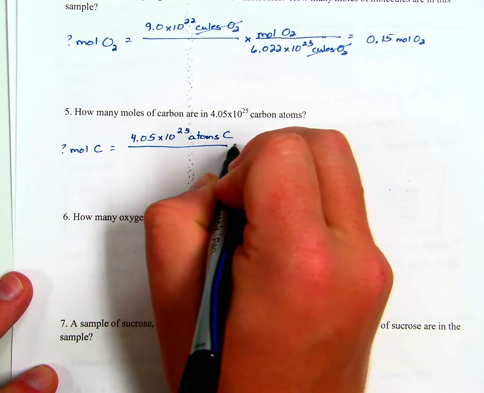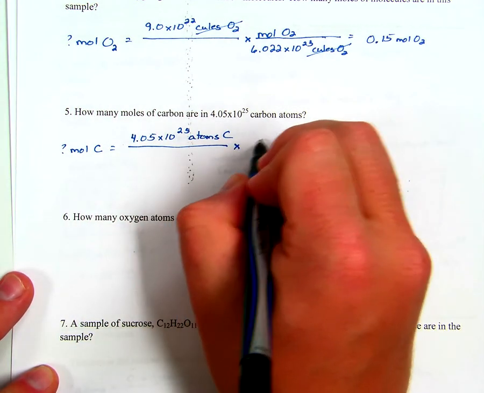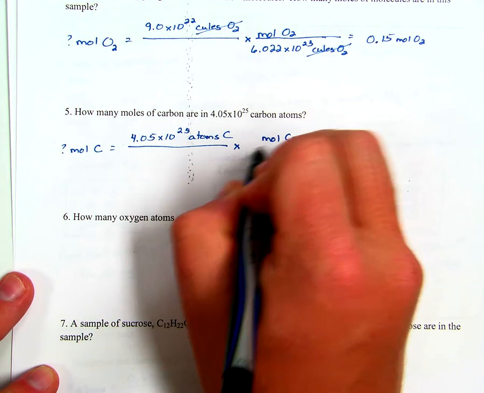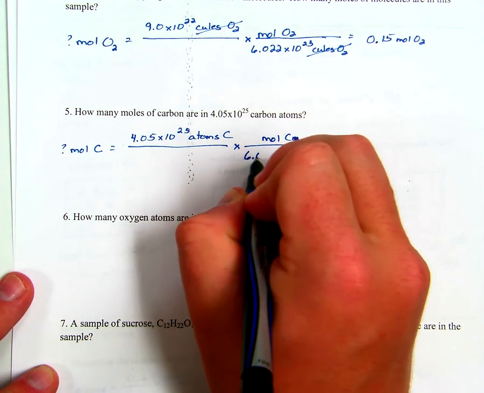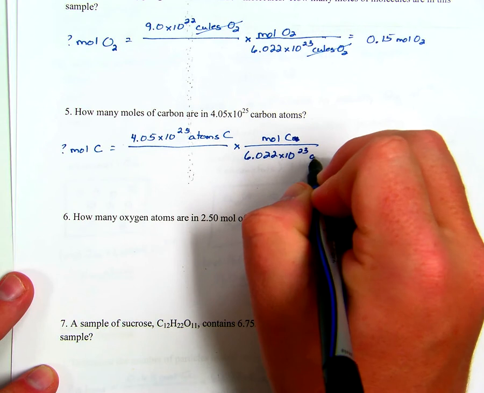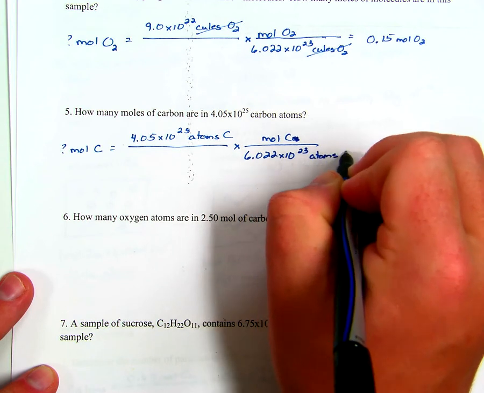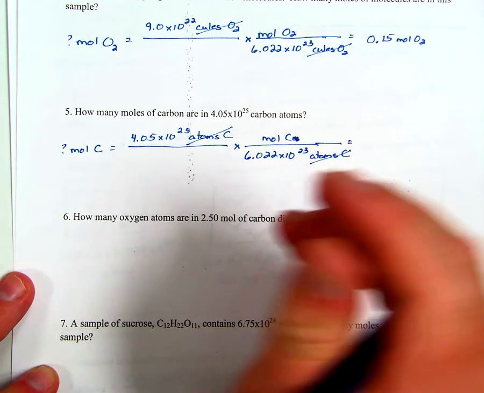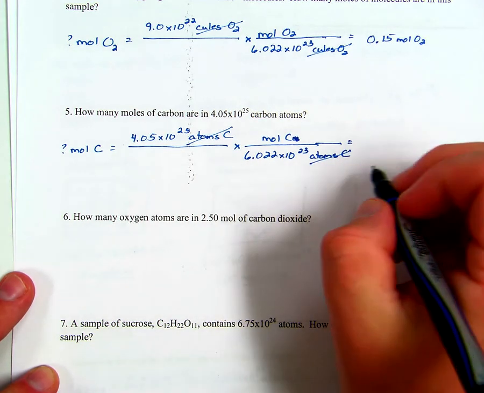We know that 1 mole of carbon, not copper, carbon, would equal 6.022 times 10 to the 23rd atoms of carbon. And this gives you 67.3 moles of carbon.